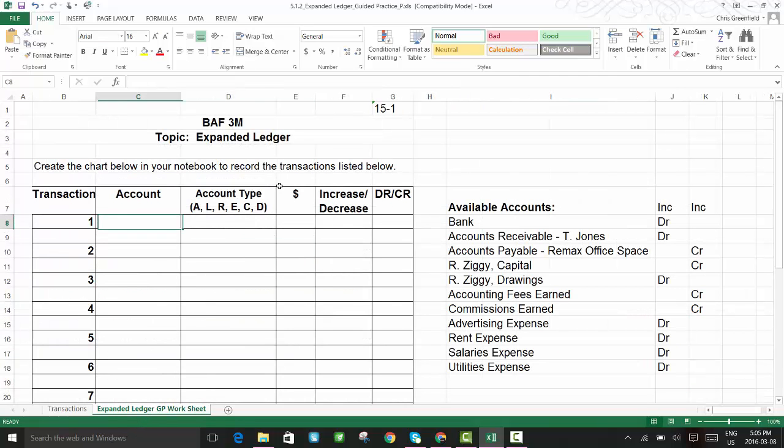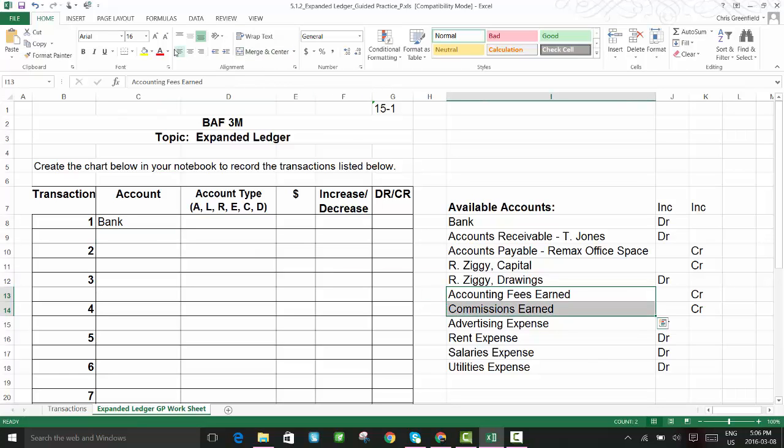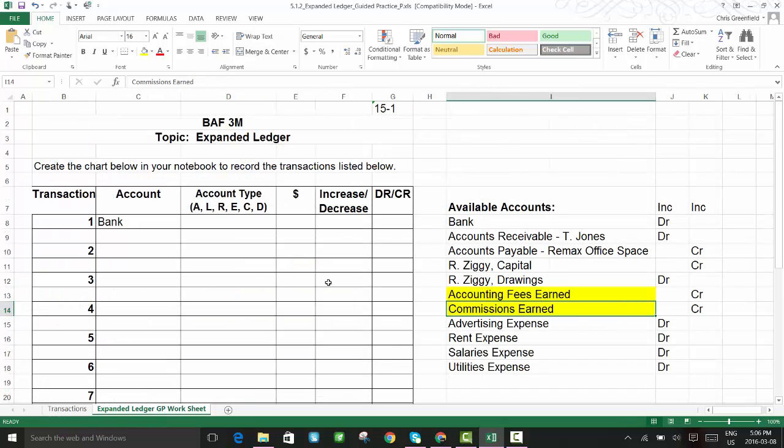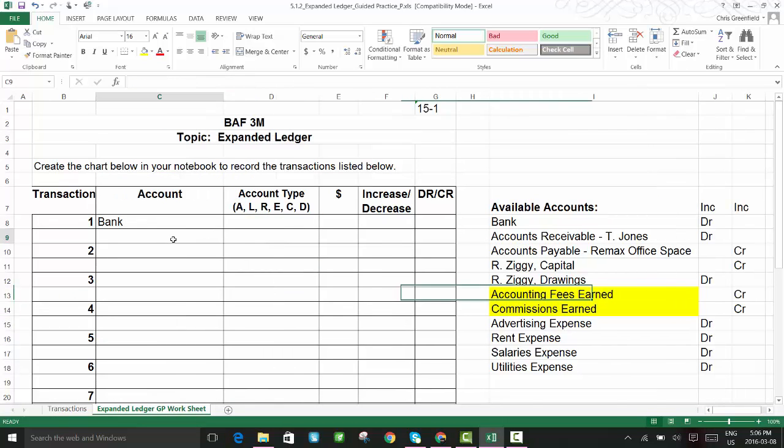So going back over to here, we know that we keep our cash in the bank account, so I'm going to list that right away. Prior to this lesson, we would have put it into the capital right away. But in this case, we now have these two revenue accounts that we can work with. The transaction says we have performed an accounting service. Since it doesn't specifically say that there was commission involved, we're going to assume it was a straight up fee. So in that case, we want to use our accounting fees earned.